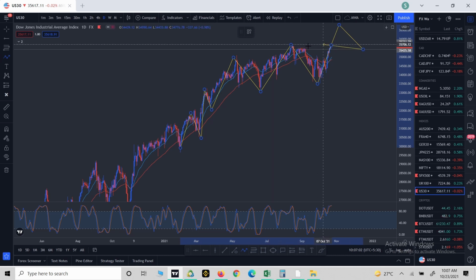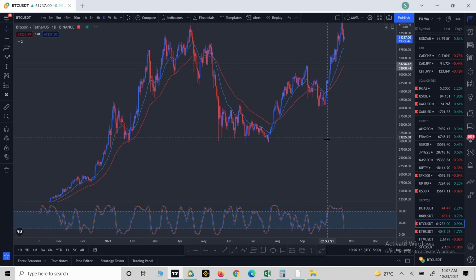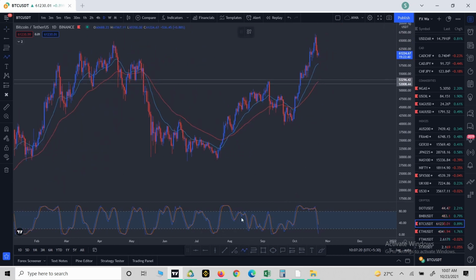Then we are going to wait for a pullback into the recently broken zone, and once the price hits this zone, we are going to go to lower time frames, H4 and H1, and look for some kind of bullish price action to go long. That's going to be the scenario on US 30. Next, we are going to talk about Bitcoin.